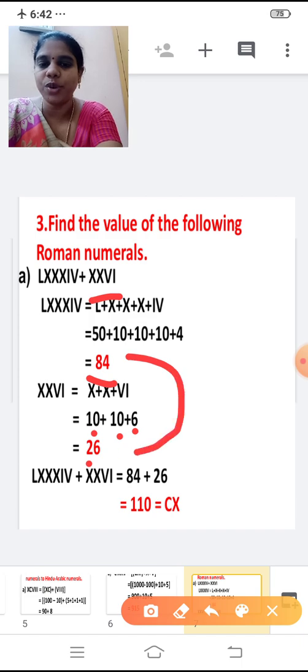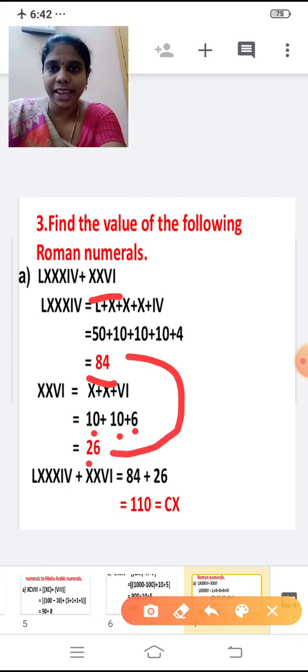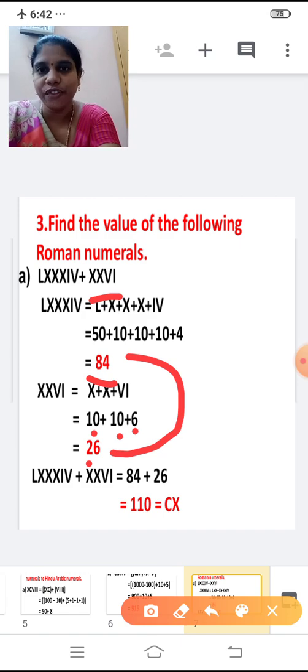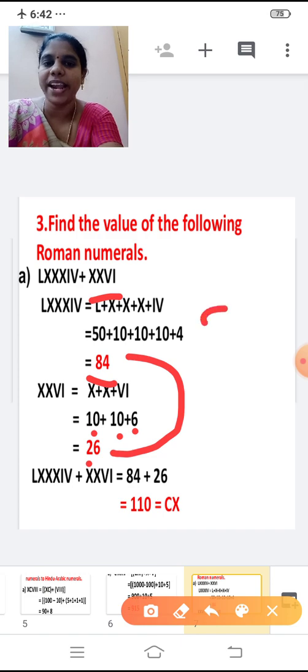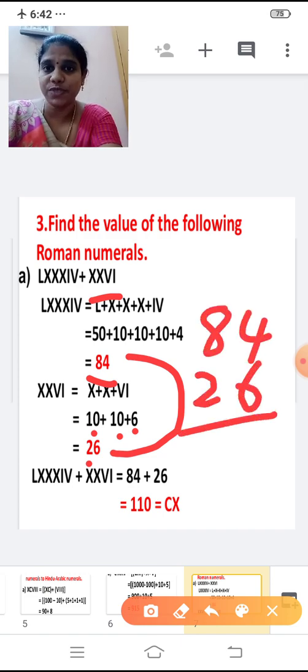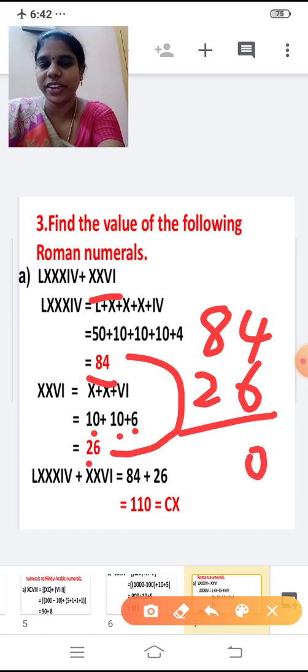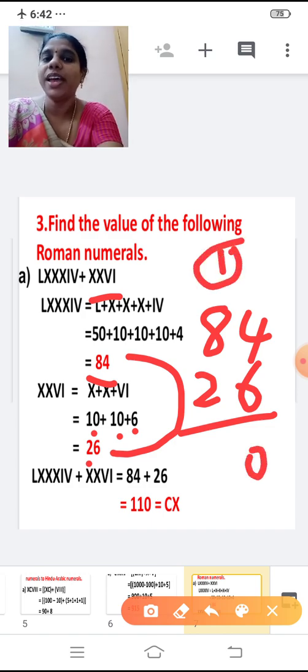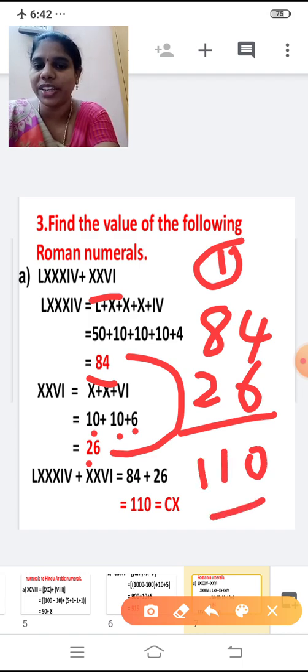Now we are going to add both these things. LXXXIV plus XXVI is equal to 84 plus 26. Now add 84 plus 26. 6 plus 4, 10. 0, 1 will be carried forward. 1 plus 8, 9. 9 plus 2, 11. So the answer is 110.